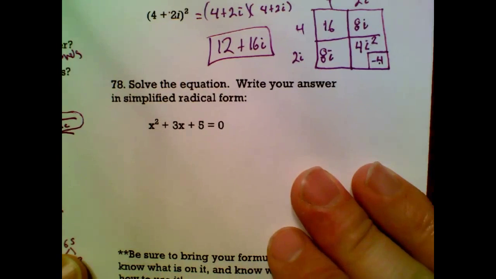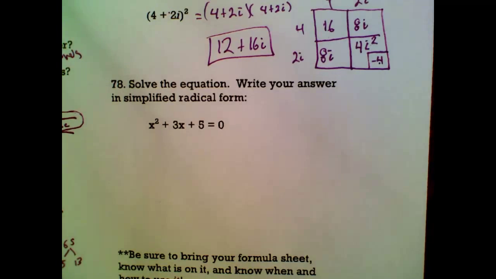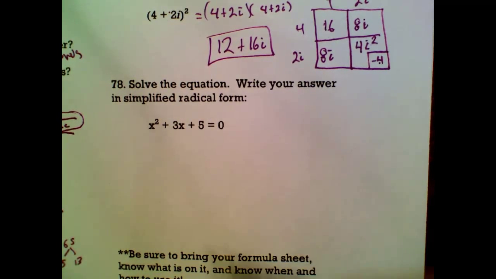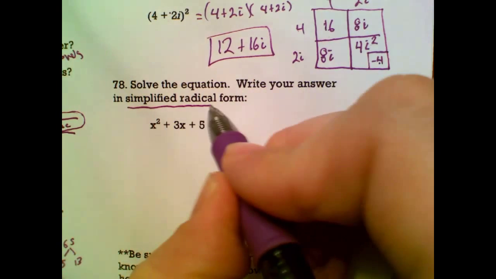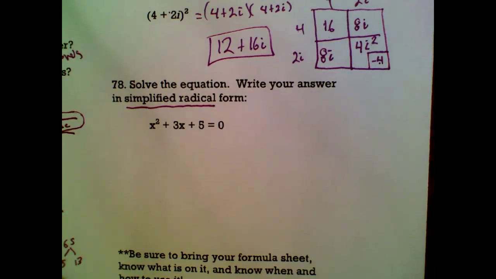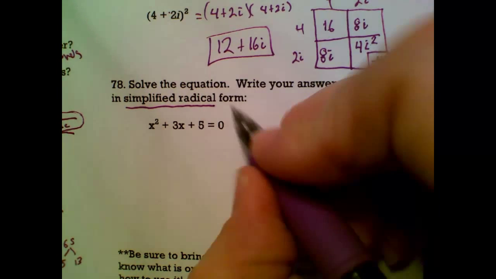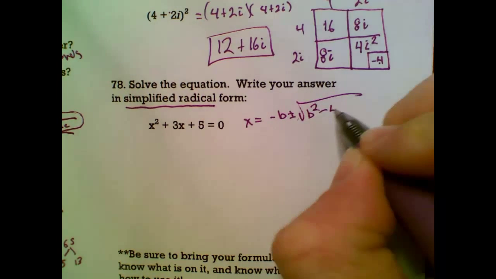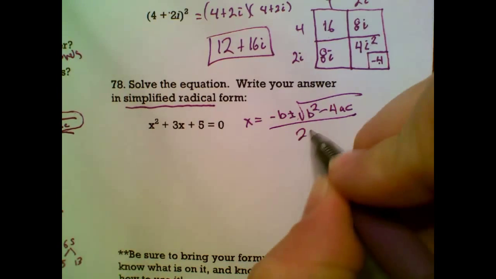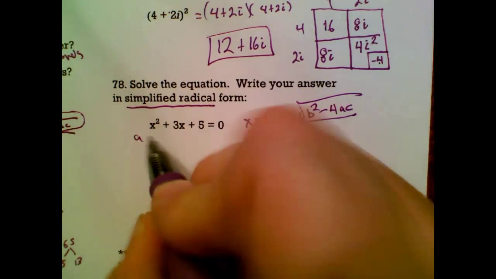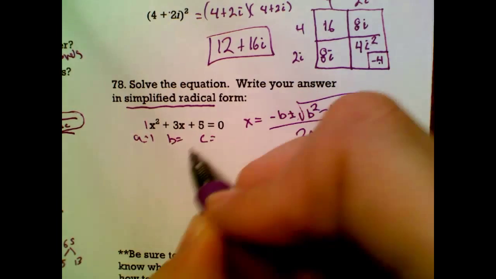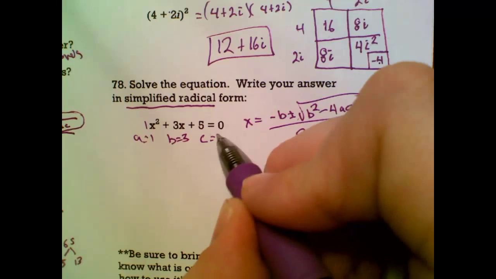And finally, the last problem. It says solve the equation. Write your answer in simplified radical form. Okay, right there, because it says simplified radical form, I know that I cannot factor this because there's going to be a radical, which means I need to use the quadratic formula, which is x equals negative b plus or minus the square root of b squared minus 4ac, all over 2a. Okay, so let's figure out what's my a, b, and c. Well, a is 1, b is 3, and c is 5.